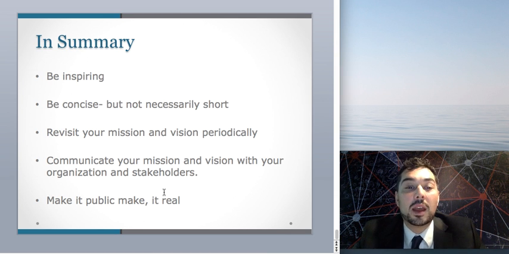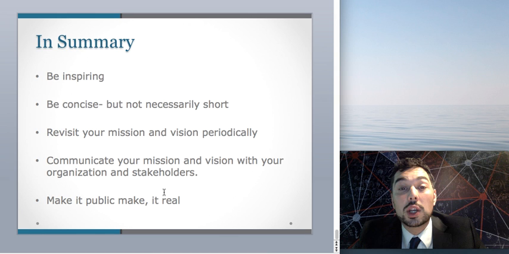Communicate your mission and vision with your organization and stakeholders, as we mentioned, both internally and externally, and make it public, make it real. When you as an organization share your mission and vision, it makes it real, and you're making that commitment to people inside your organization and people outside your organization. These are customers, these are stakeholders, and these are supporters. Anybody who can get behind your organization, the more you can tell them about what you're doing, the more they are in a position to help you and to push your organization forward towards achieving its vision.